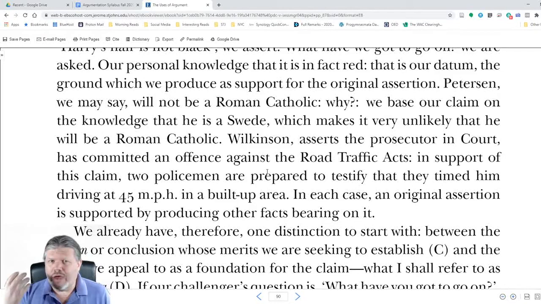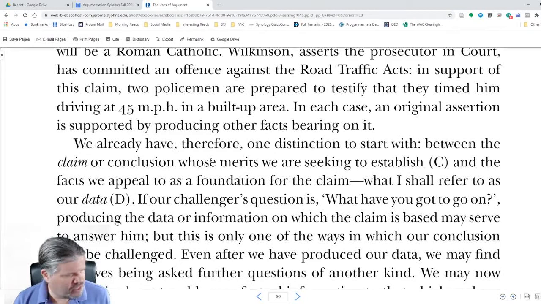So, very standard. Toulmin is saying, look, the way this works in real life is someone makes a claim first, and then the evidence comes out when someone says, well, what do you have to go on? What do you mean his hair is black? I think it's red. Say, well, I saw this, or I looked at this picture, or this kind of thing. Whatever the facts might be.